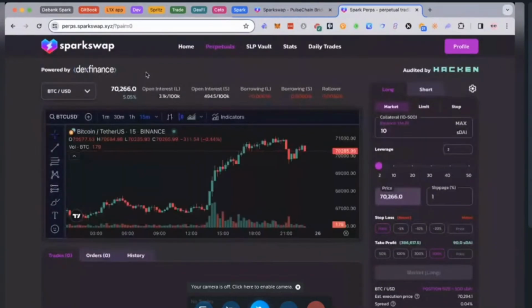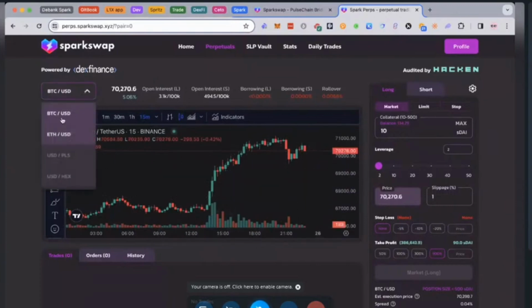One, because it's stable. We know that we can collateralize it with SDI, and it's always going to remain constant. It's not a volatile asset where we're going to potentially lose money. But also it gives us a lot of flexibility in the pairs that we can trade. So you'll notice here for the beta version, we have BTC and ETH.